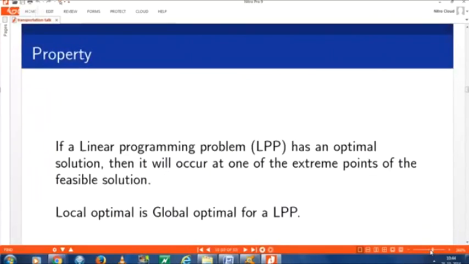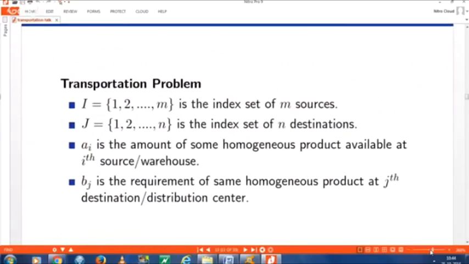Transportation deals with, as the name suggests, transportation. This is the transportation problem. So you have M sources and N destinations, and transportation of some homogeneous quantities is being done from these sources to these destinations. One thing is clear: the quantity is the same.